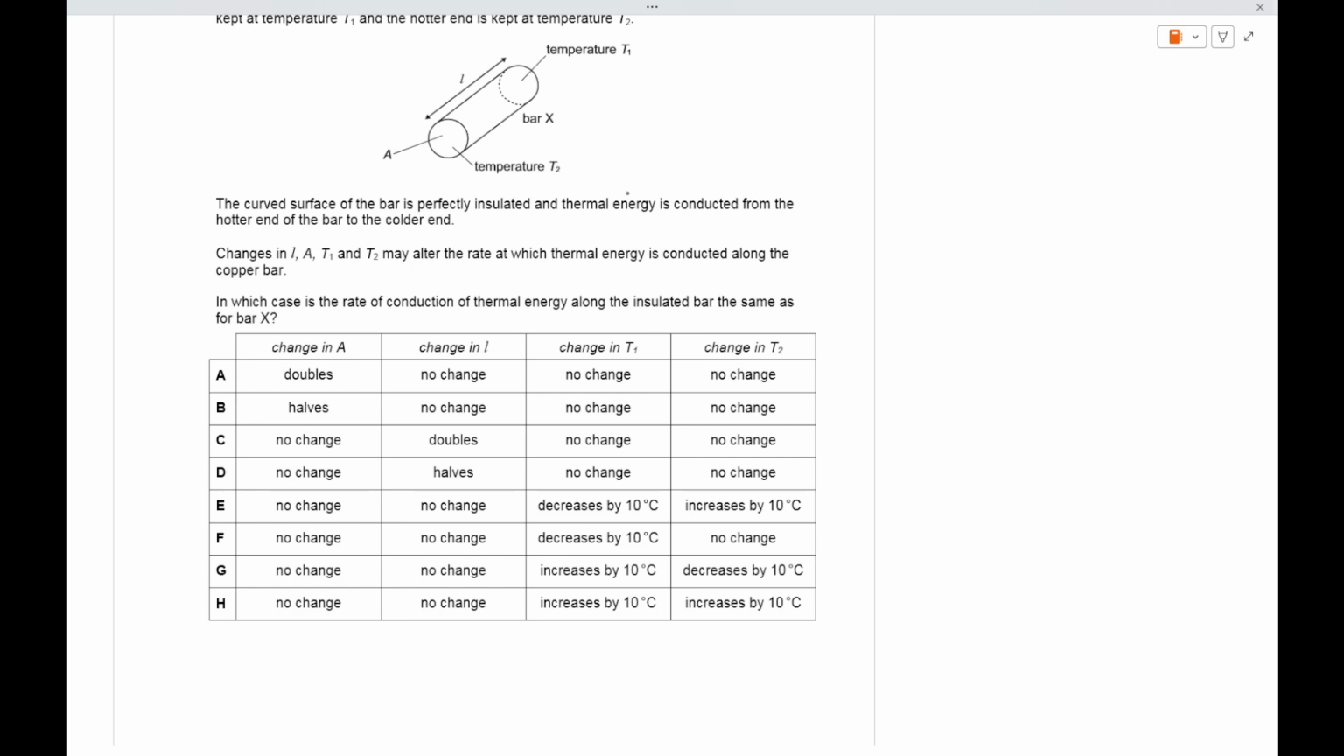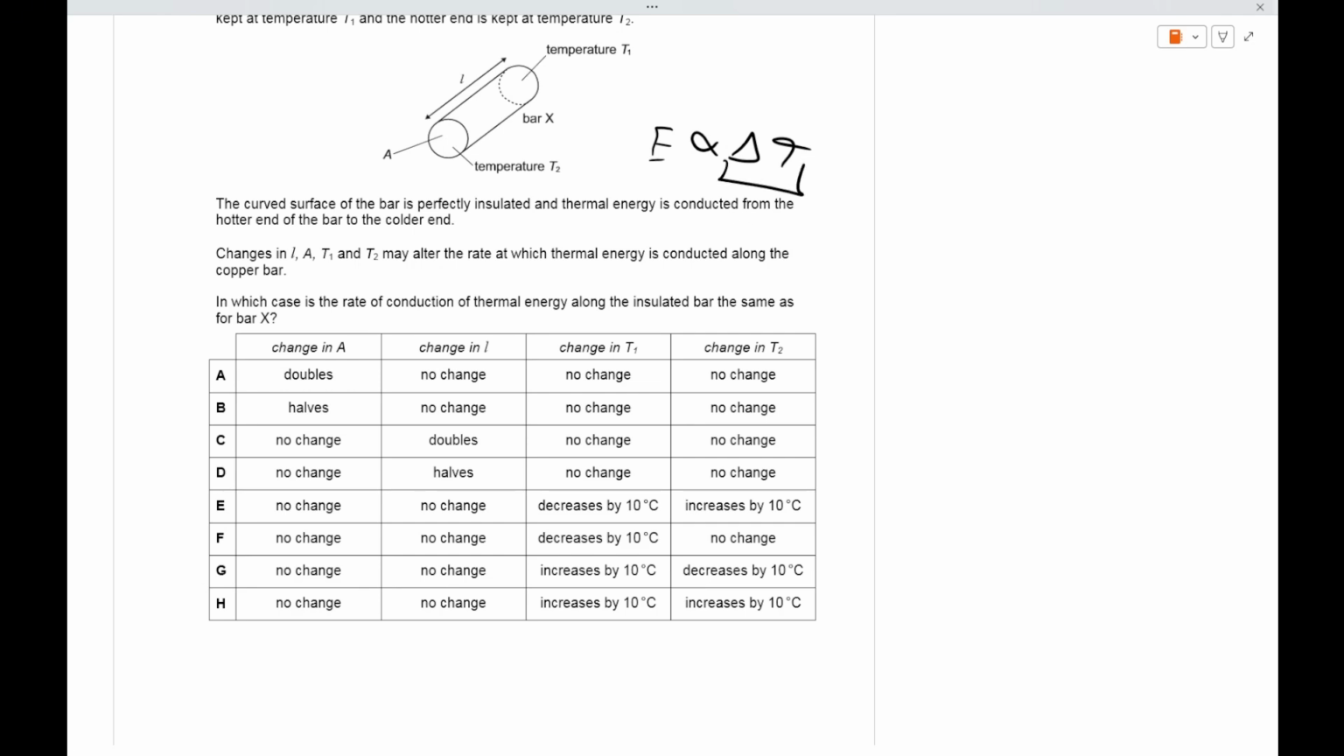One key thing to remember is that the rate of energy transfer is related not to the temperature, but it's proportional to the difference in temperature. The rate of energy transfer is proportional to the change in temperature, the difference in temperature.